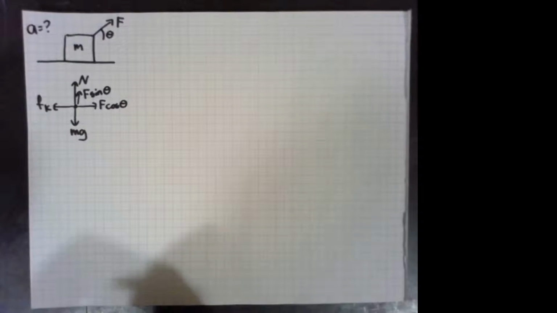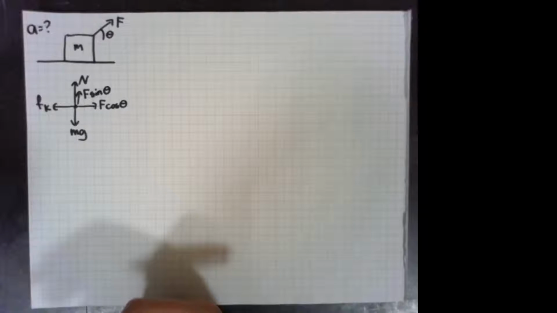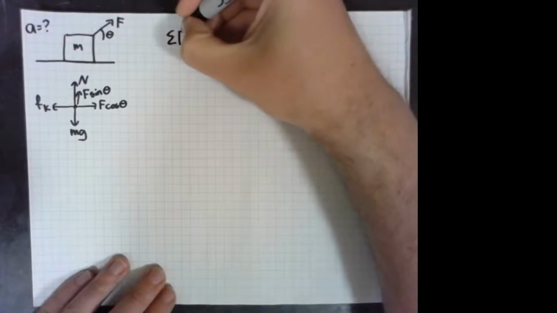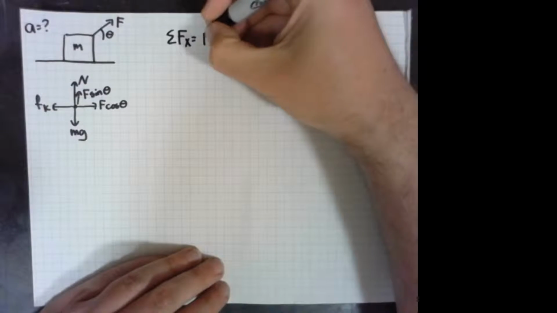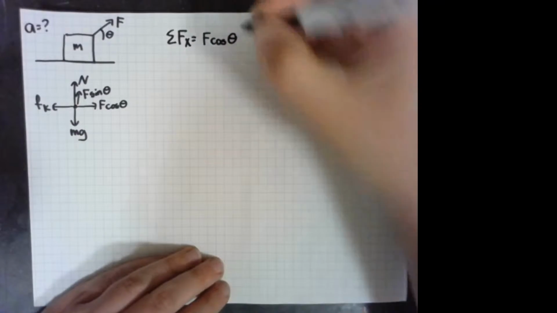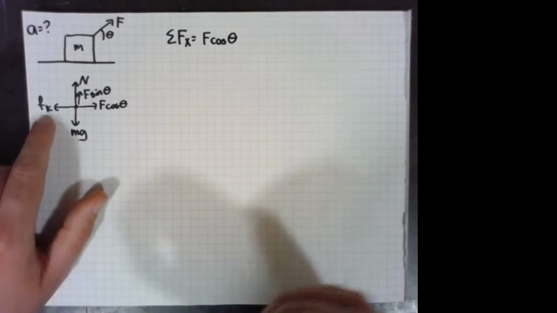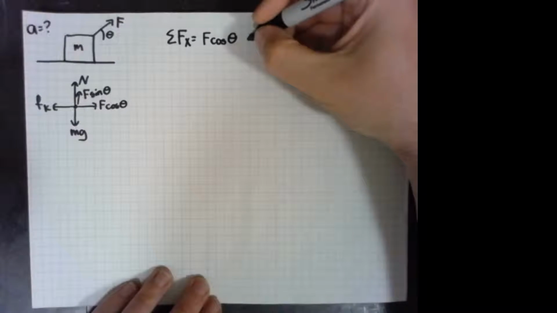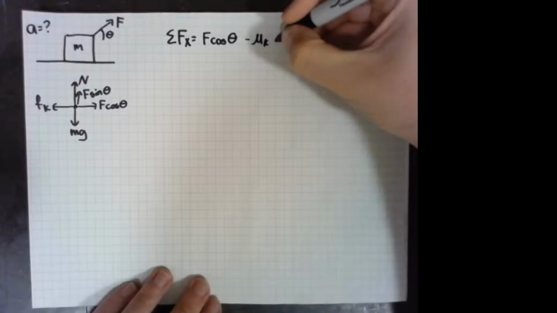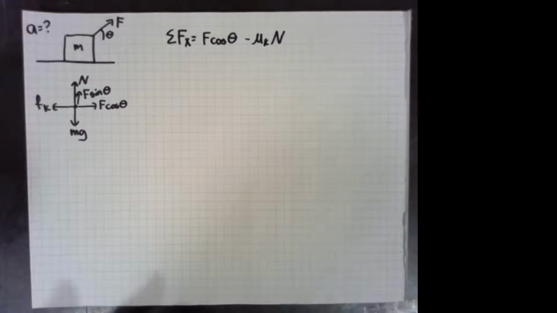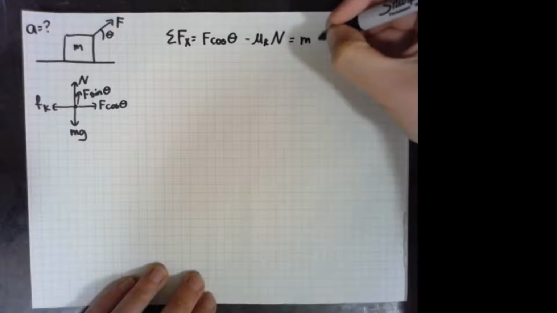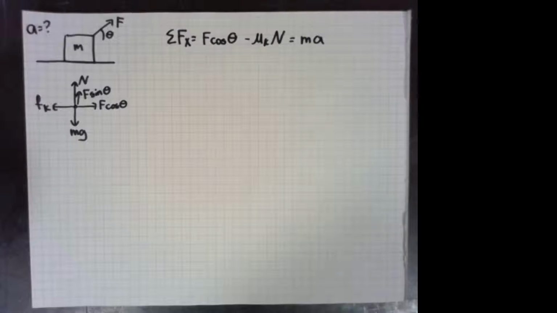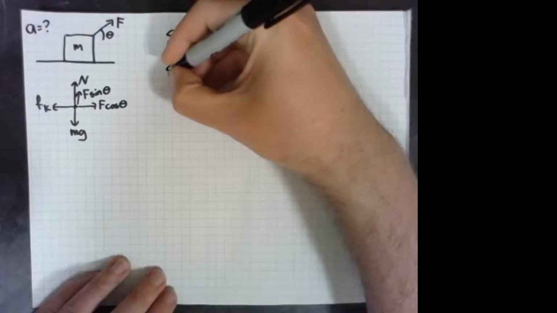Now that we have the free body diagram, we can write down Newton's second law. And we'll do it again, x and y components. So let's do the horizontal forces first. Sum of the forces in the x direction is F cos theta to the right minus the frictional force backwards. I'm actually going to write this in the standard form, not as Fk, but as mu k times the normal force. Frictional force is mu times normal. That will be equal to ma, if it's accelerating horizontally.